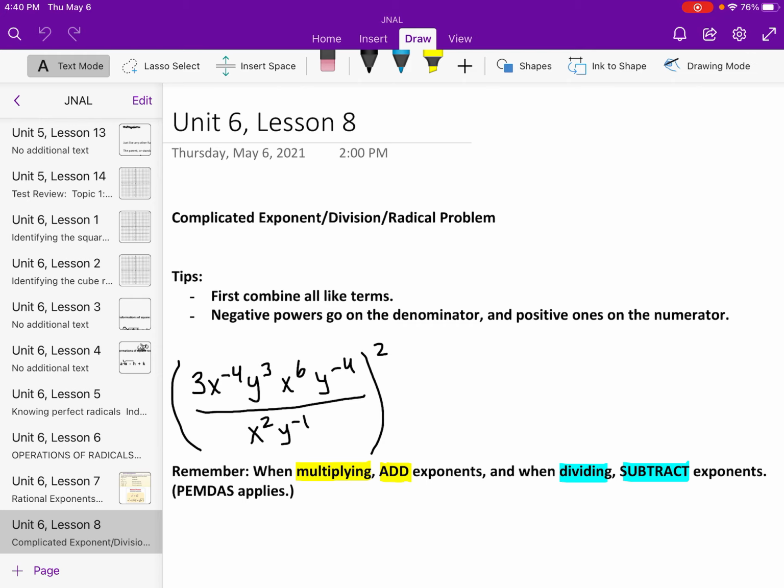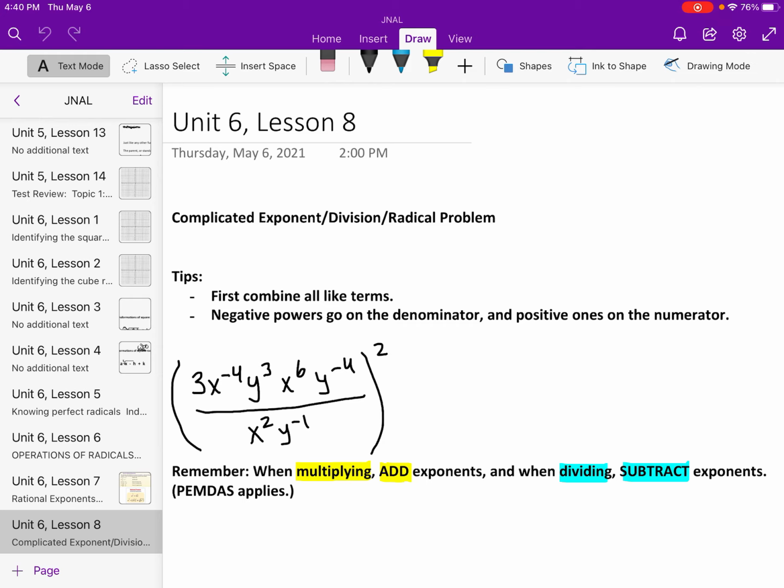So this will probably be a kind of short lesson, because this isn't necessarily new content, but this is a type of problem that I didn't go over in the last lesson, so I thought I would go over it because there's ones like this that are kind of hard. So I just call this complicated exponent division radical problem. And it looks really crazy, but they look crazy, and you can overcome that and just make it not look dumb. And there's a simple way to do it.